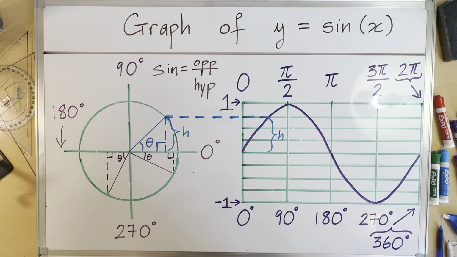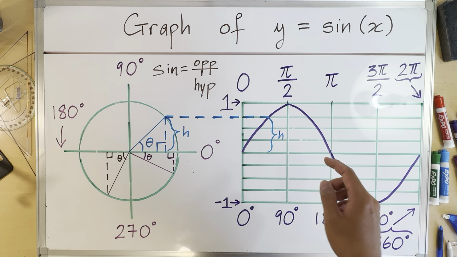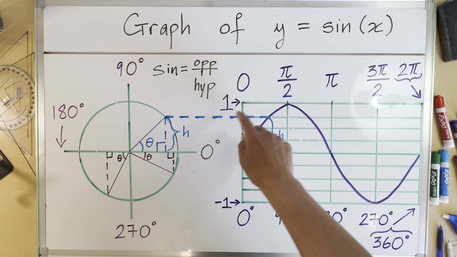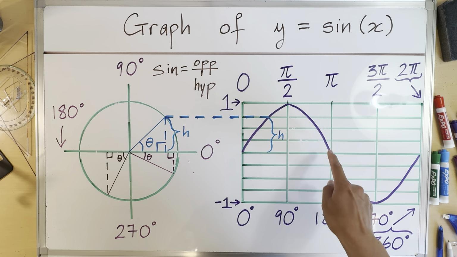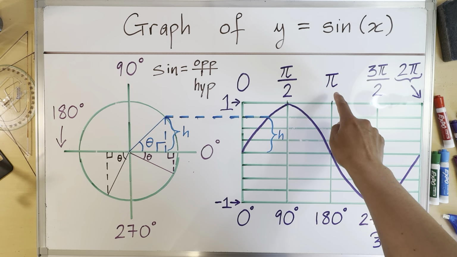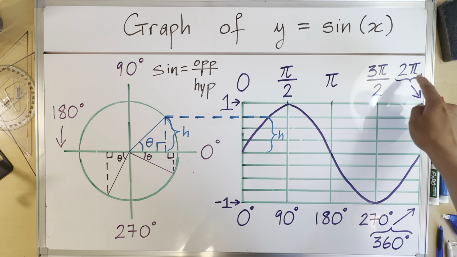And this is why the graph of y equals sine of x looks like this. It starts at 0, it climbs up to 1 at pi over 2 radians. It drops back down to 0 at pi radians. It drops even further to negative 1 at 3 pi over 2 radians. And last but not least, it climbs back up to 0 at 2 pi radians.